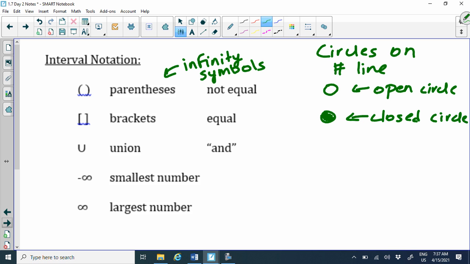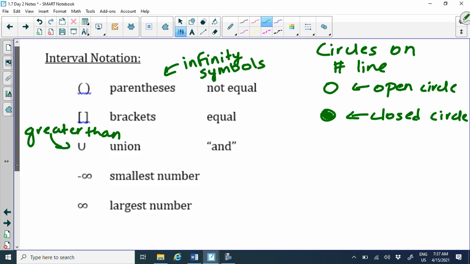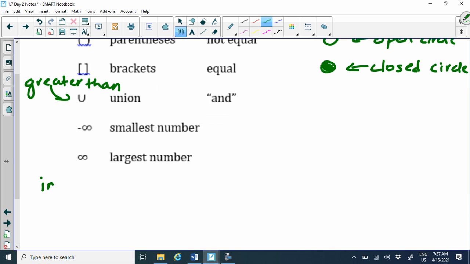Okay. So union means and, that just means we are going to kind of combine things. We will see this when we have the greater than type of problems. And then negative infinity and positive infinity, of course, we're going to see those as we did when we did our domain and range. And remember, negative infinity is the smallest, infinity is the largest. And anytime we write in interval notation, we always write from smallest to largest. So you might want to write that down so we remember, because that's what we also did when we did interval notation for domain and range.